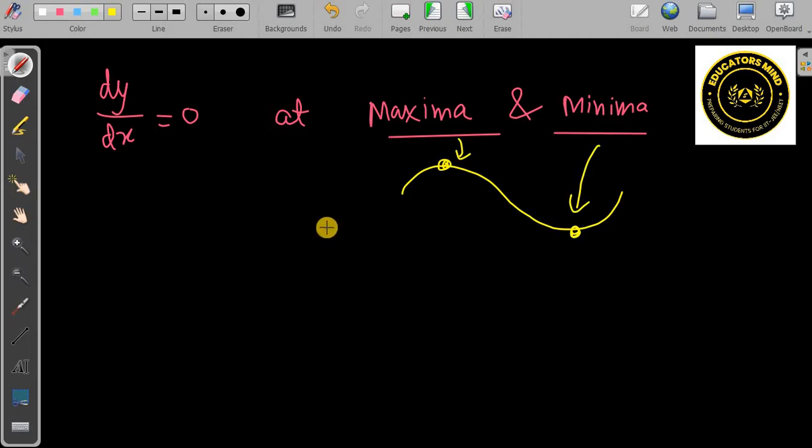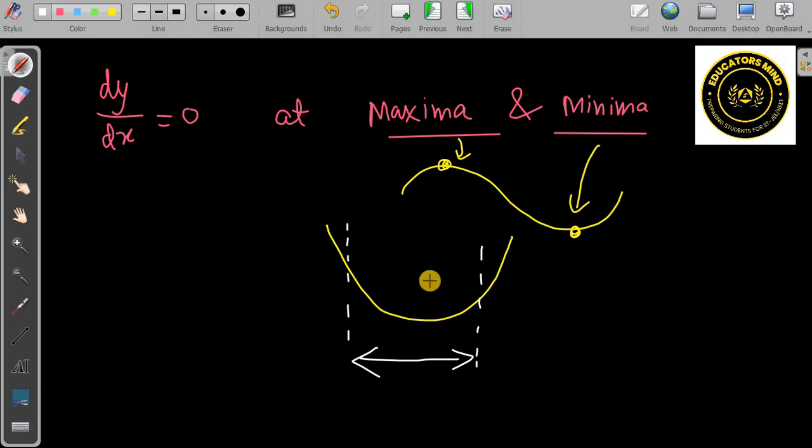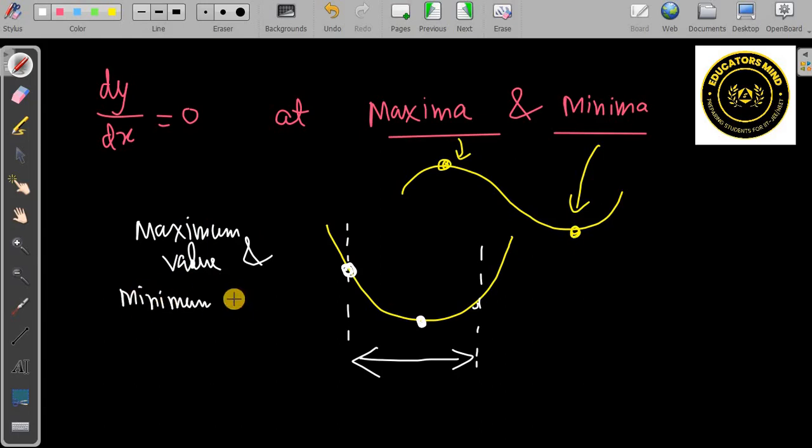For example, suppose there is a function which is defined like this, and this function is defined within a particular region. Let us say they give these values of x. Within this region, you have to find maxima and minima. So let's say this is the maximum value of y, and the minimum value will be this point. Maximum value and minimum value, this you have to understand.